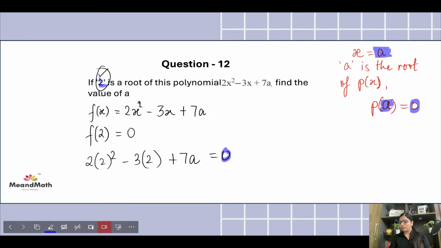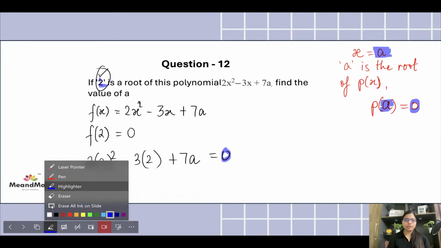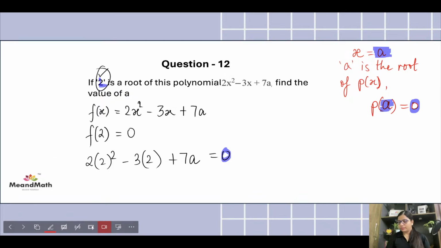And you have to find out the value of a, right? You have to find out the value of a. Just simplify, solve it, and find out the value of a. Okay, quickly solve that and tell me what answer you get. What did you get for the value of a?